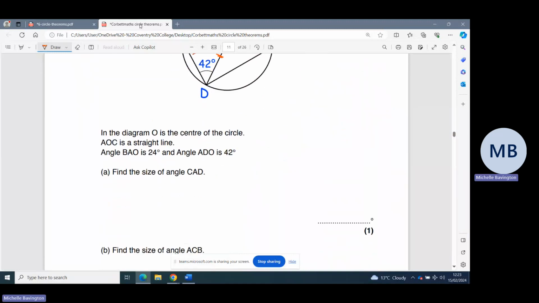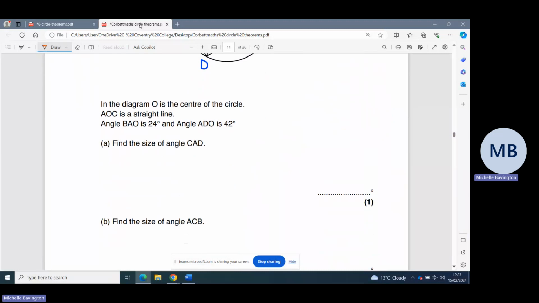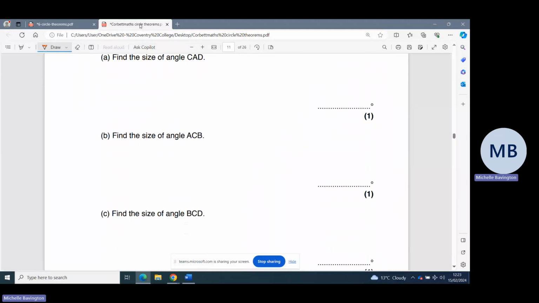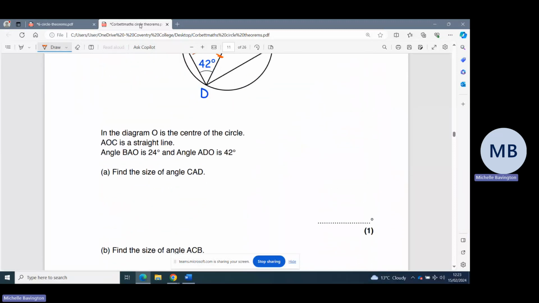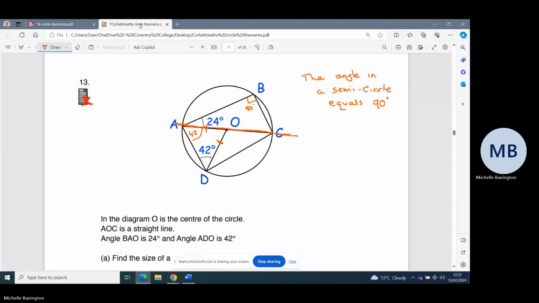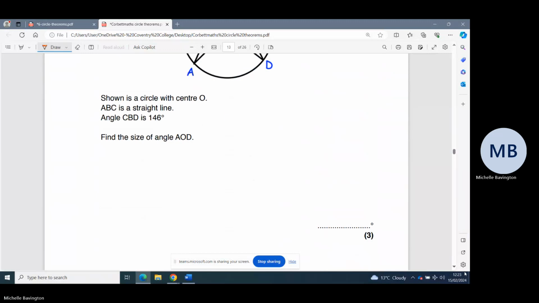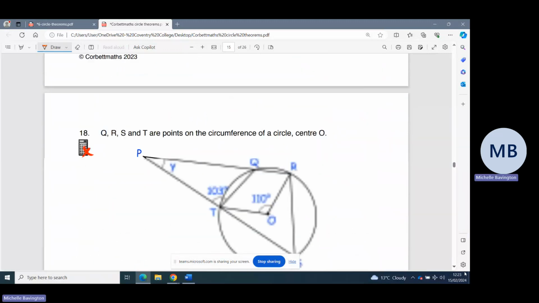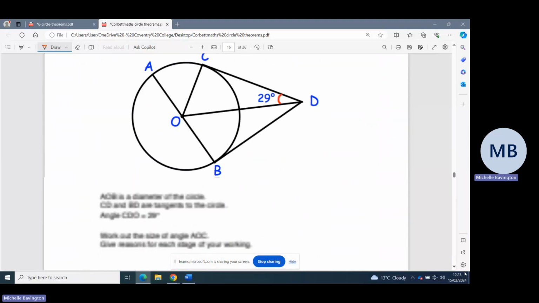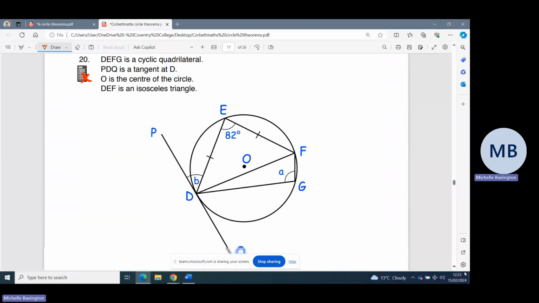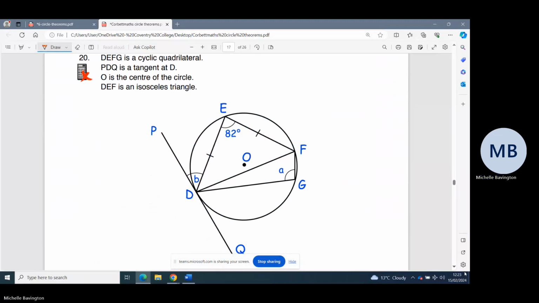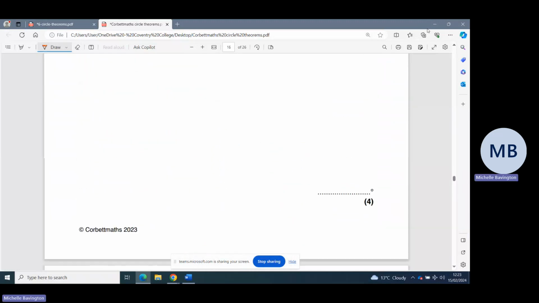Find the size CAD. Give a reason, please. Find the size of ACB. Give a reason, please. Find the size of BCD. Give a reason. Again, bring it into class, okay? And we can go over it. And then the last rule, which is the same rule, but it looks different. You can have a go at all of these, you know. No, it wasn't question 20.